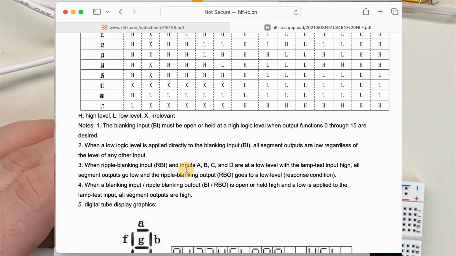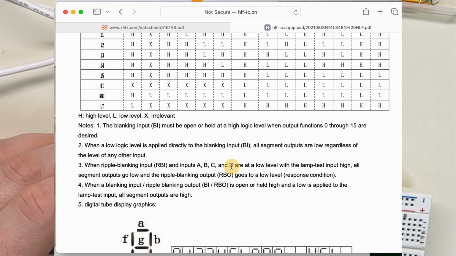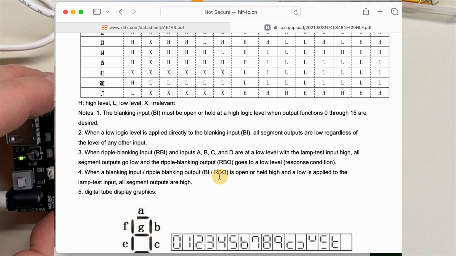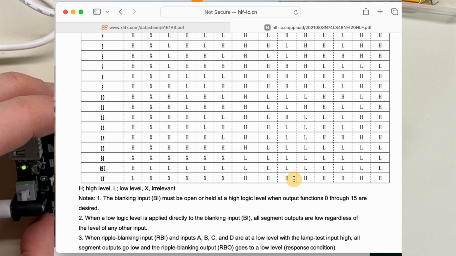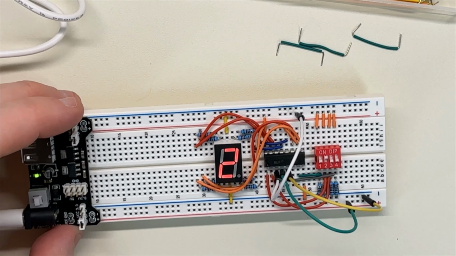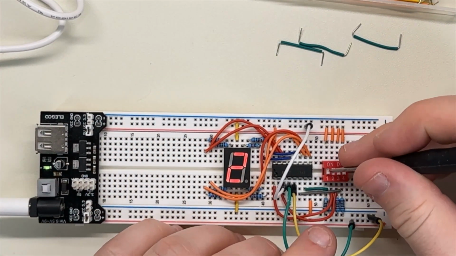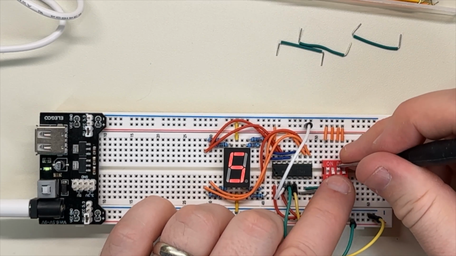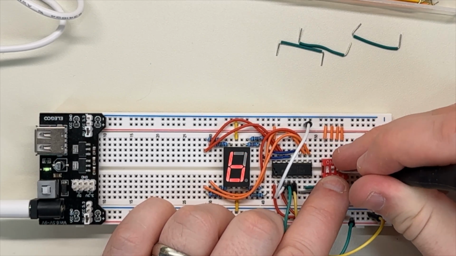When ripple blanking input and inputs A, B, C, and D are at the low level with the lamp test input high, all segment outputs go low and the ripple blanking output goes low. When a blanking input or ripple blanking output is open or held high, and a low is applied to the lamp test input, all segments are high. I don't quite follow that logic down there, but I guess it doesn't matter. The point is that the counter works, and that's pretty cool. It's really cool to see it essentially converting binary into decimal digits.